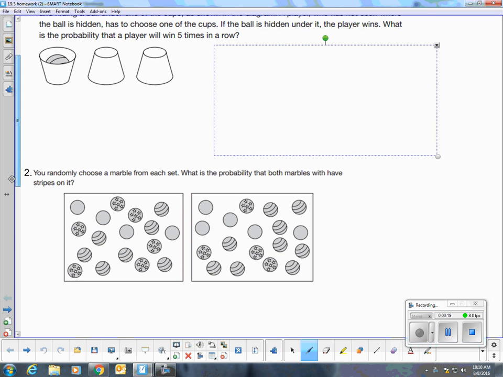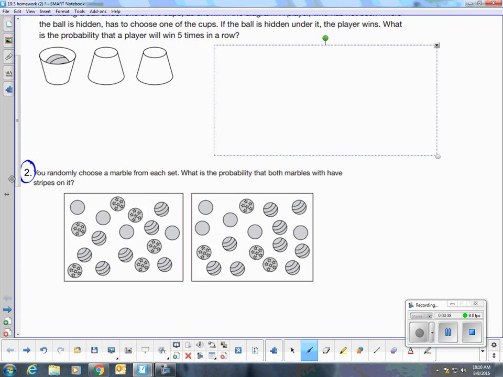So let's say in number 2, we're looking at the probability that both marbles will have strikes on it, and we're removing a marble first from the first set and then from the second set. So using the AND rule, we're going to first find the probability of the first event.